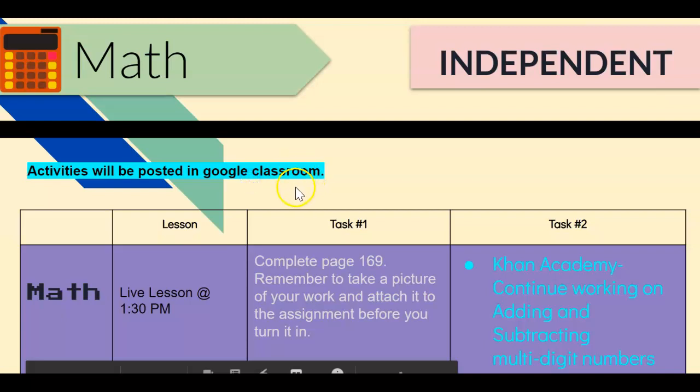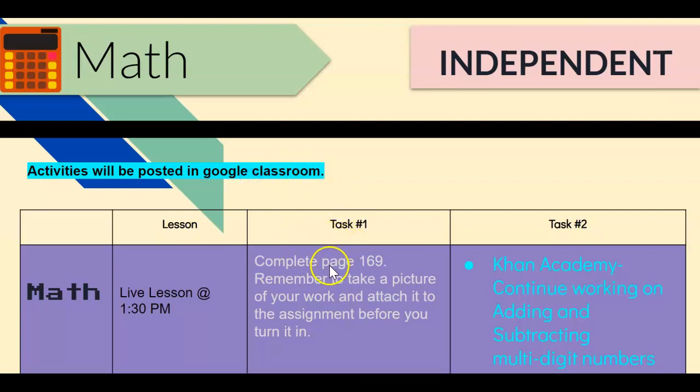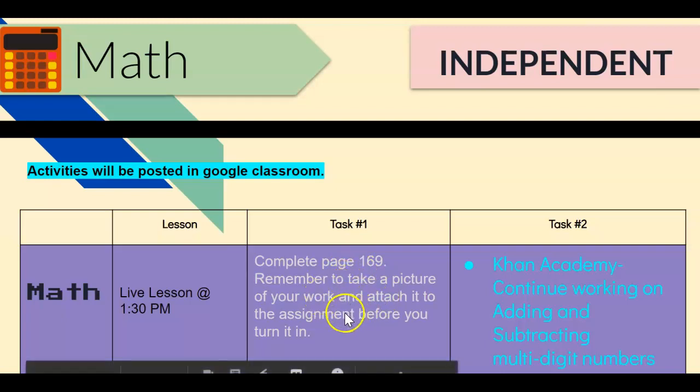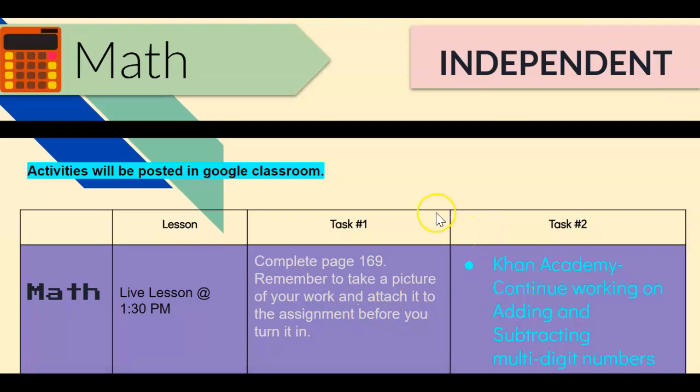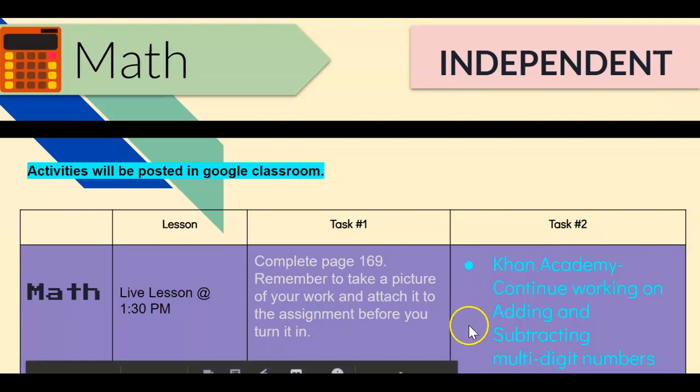Our next slide is our last one. So task number 1 is to go in and complete all of page 169. And remember to take a picture of your work and attach it to the assignment before you turn it in. And our next task is going to be to continue working on Khan Academy, the adding and subtracting multi-digit numbers.